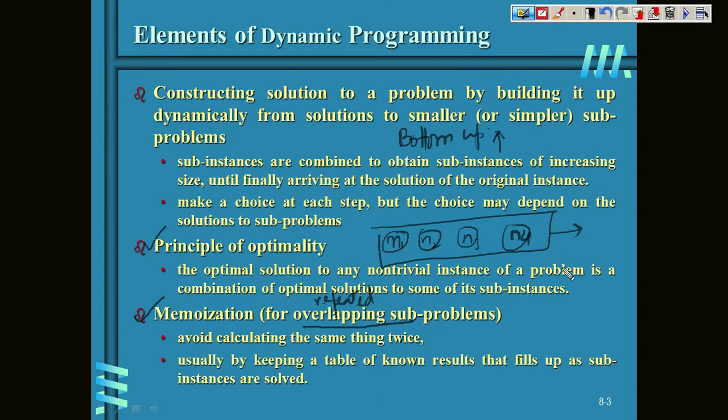So, if you are having a problem which has n subproblems, then these n subproblems must not be of different kind, but most of them must be of overlapping nature. Most of them must be of repeated nature. Then only this technique will be useful. Now, the advantage of this memoization is it avoids calculating the same thing twice.